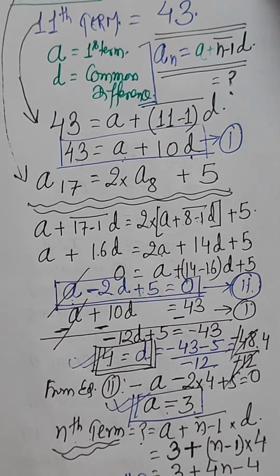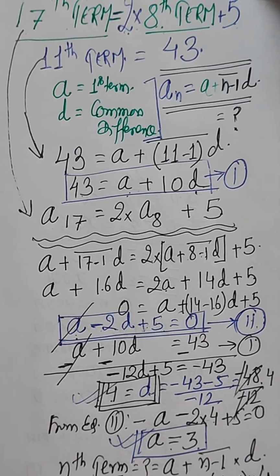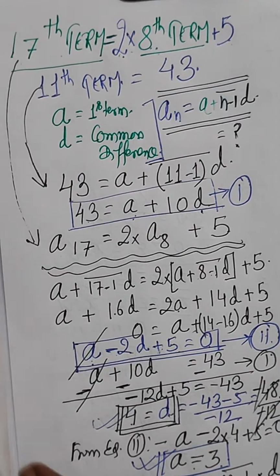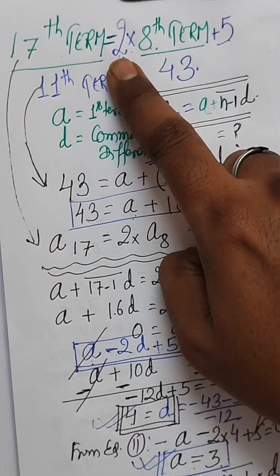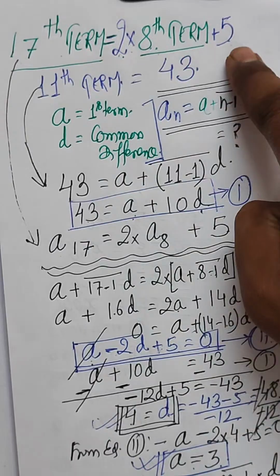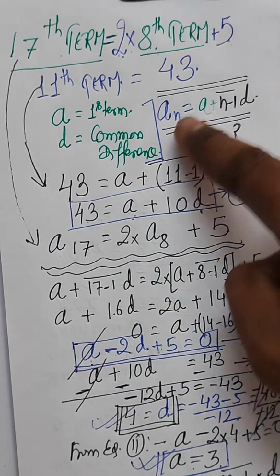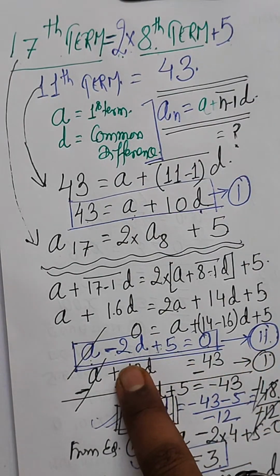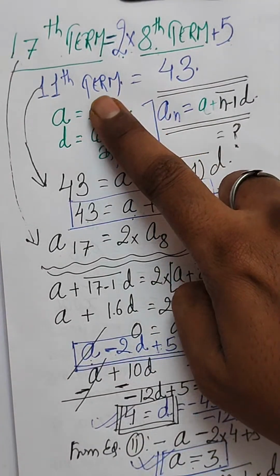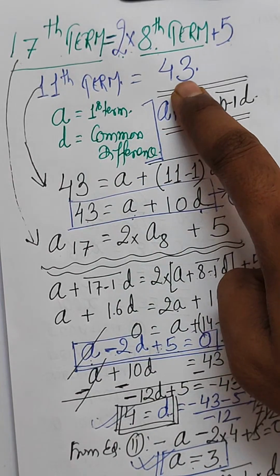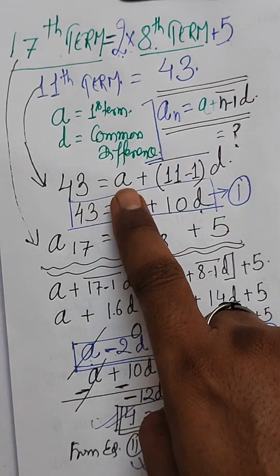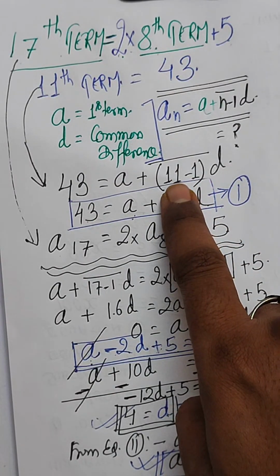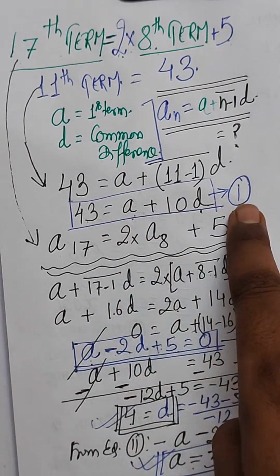Okay, the question was that the 17th term of that AP is equal to 2 times the 8th term plus 5. So from here we derive this relation, that is equation number 2. And the 11th term was given to us as 43. So we just put the formula a plus n minus 1 into d. Here n was 11 because this was for the 11th term. So this gives one of the equations.